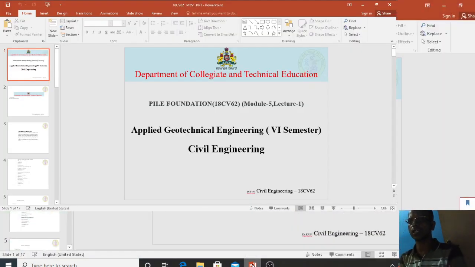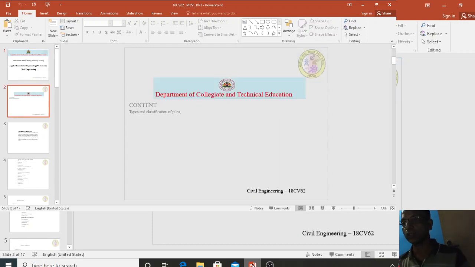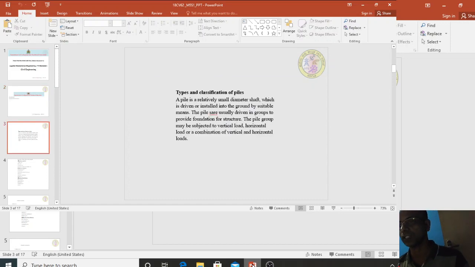Today I am discussing Applied Geotechnical Engineering 18 CV 62, Module 5, Lecture Series 1 for 6th semester students. Pile Foundation. Today we are discussing types and classification of piles. A pile is a relatively small diameter shaft which is driven or installed into the ground by suitable means.